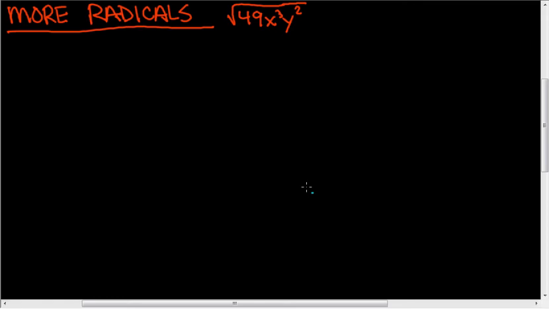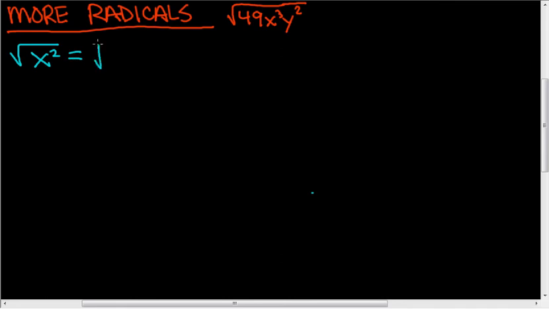Okay, so this can be more radicals. How to simplify somewhat crazier ones, and how to simplify when you're multiplying things together. So we'll start with some variables. We already did this one earlier, but if we had like the square root of x to the power 2.